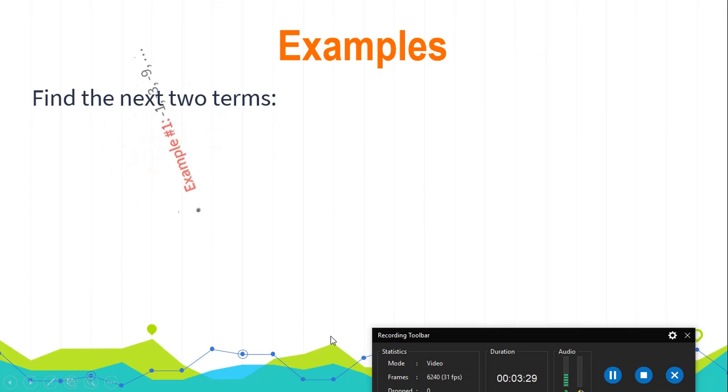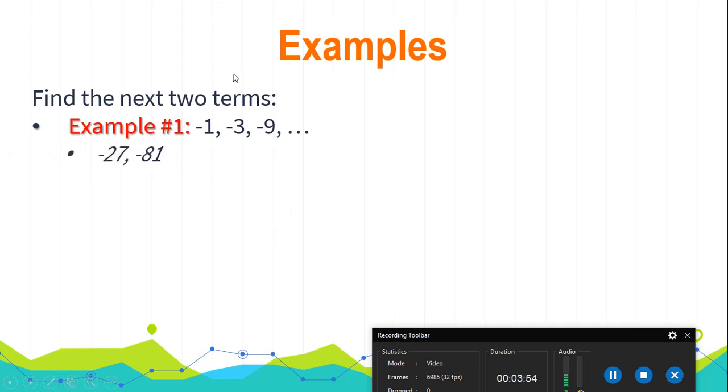Let's start with some simple examples. In example number 1, we have a sequence. We're starting with -1, -3, -9. What we want to do is look at that and see if we can figure out what we are multiplying by. Now this one's pretty simple. We can see that we're multiplying by +3. So to continue the sequence, the next term would be -9 times 3, which is -27. And then you build off of that, -27 times 3 would give you -81.